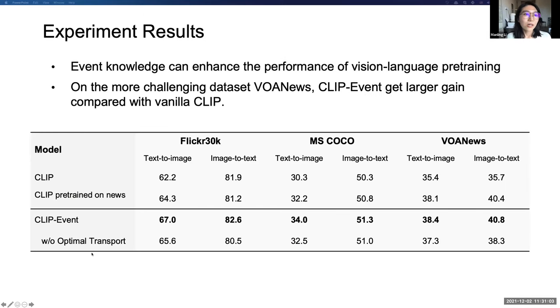And for this model, we also try to evaluate on some downstream tasks like image retrieval. So we have this VOA news dataset that we collected. This dataset is more challenging, and we can see that if we compare to the vanilla CLIP model, the improvement on the VOA news is larger.